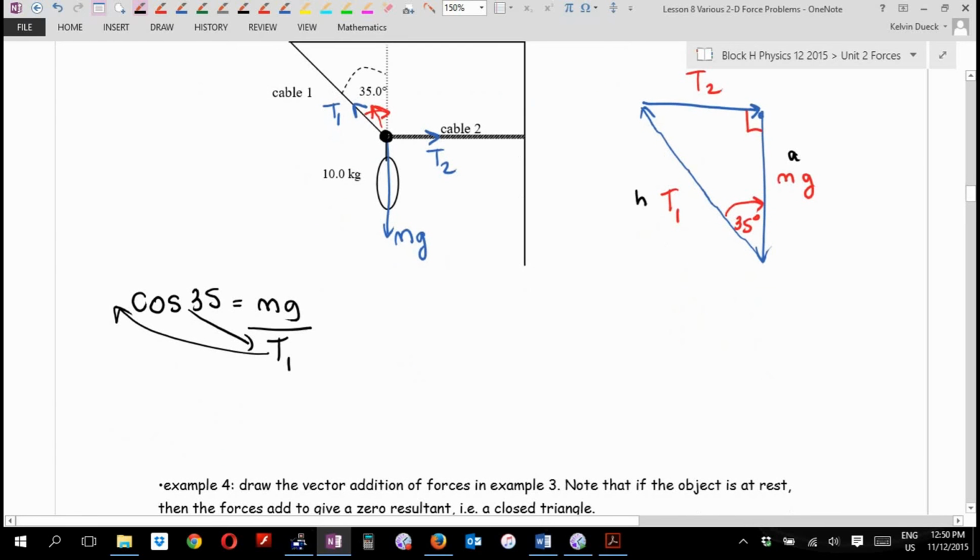We're coming full circle. So if I hear you, is this right? Tension 1 equals mg over cos 35? I'll crunch that in a second. Hey, what kind of a trig function could I use to find tension 2?